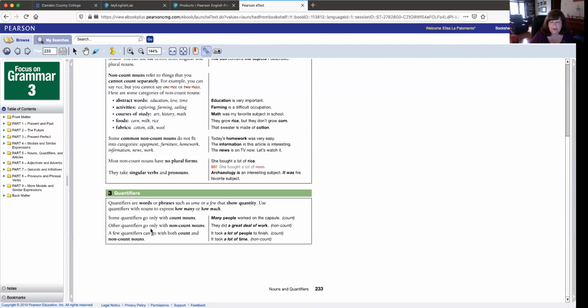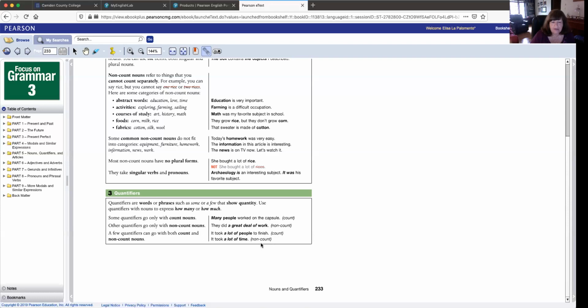Other quantifiers go only with non-count nouns. For example, they did a great deal of work. This is non-count. It took a lot of people to finish. This is count. It took a lot of time, non-count.